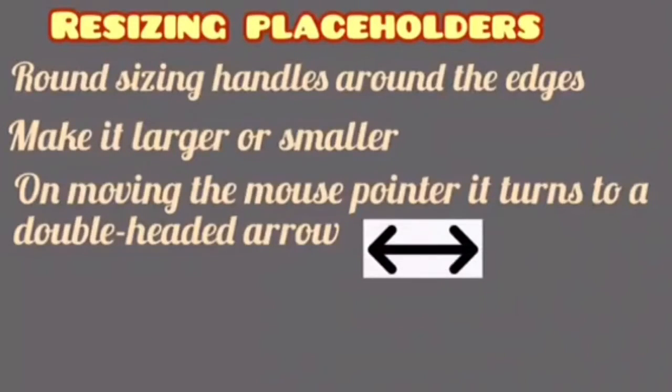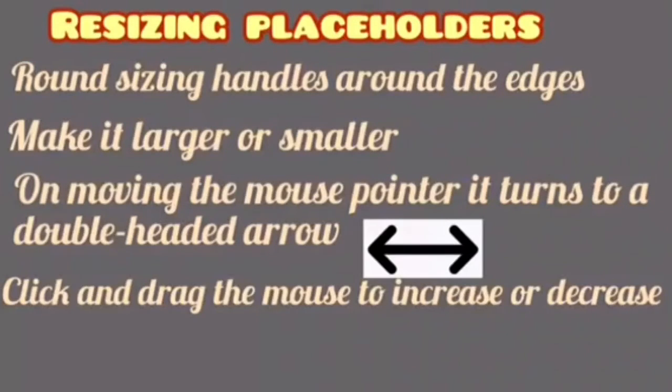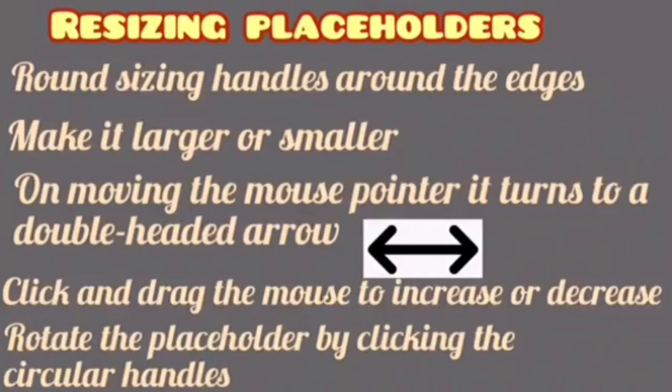Next is resizing a placeholder. There will be some round sizing handles around the edges. There you have to keep the mouse pointer. Once you keep the mouse pointer there, it will change to a double-headed arrow like this. From there you have to click and drag the mouse so that it will increase and decrease in size.